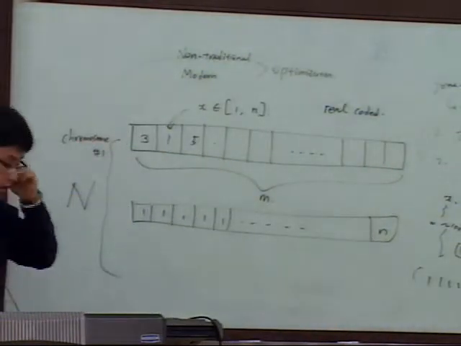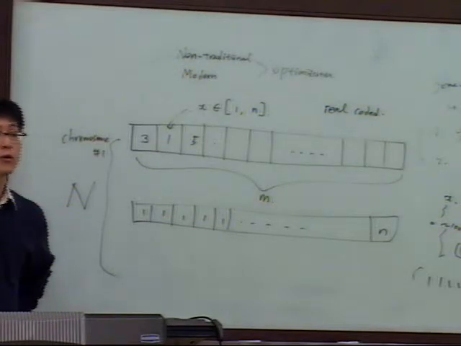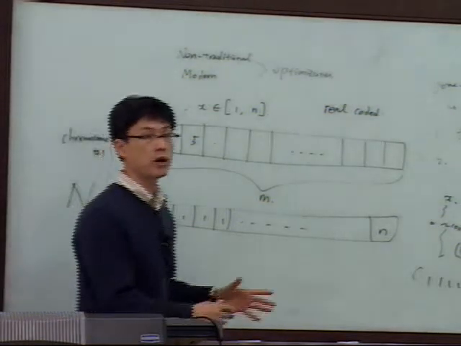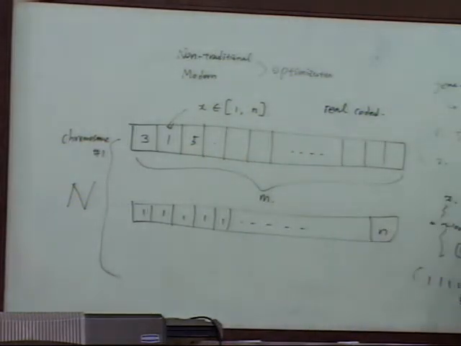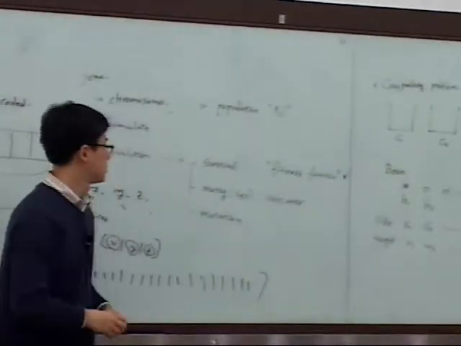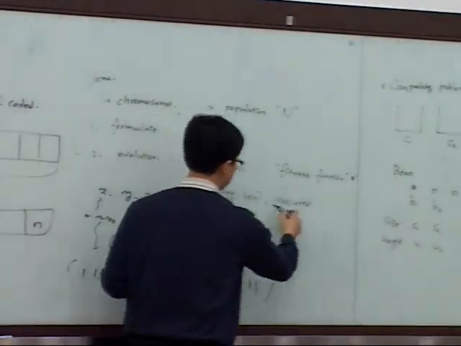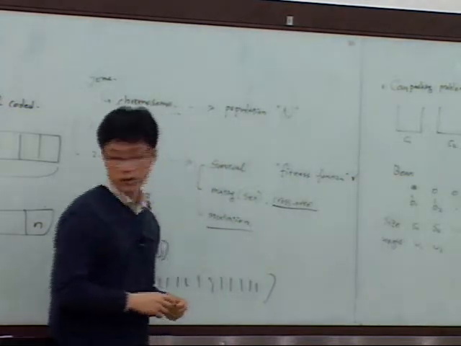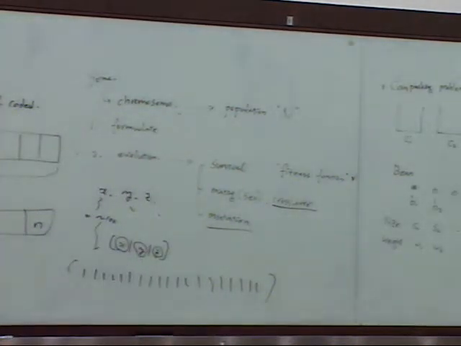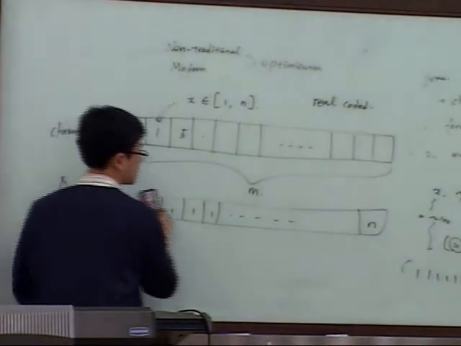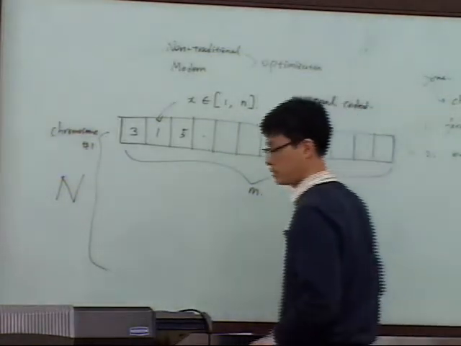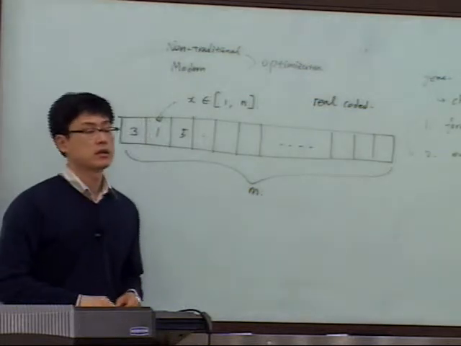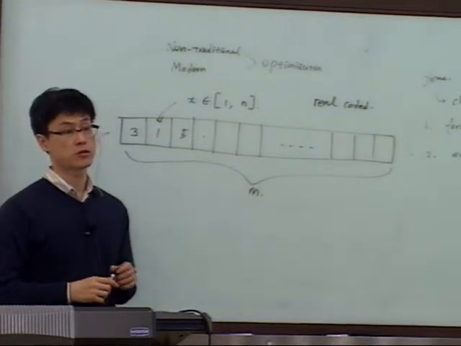The other one is we have to think about the genetic operator. We have to make this thing evolve. So this is function evaluation. We have to think about crossover and mutation. Crossover we call mating. It's nothing more than a mixture of chromosomes.